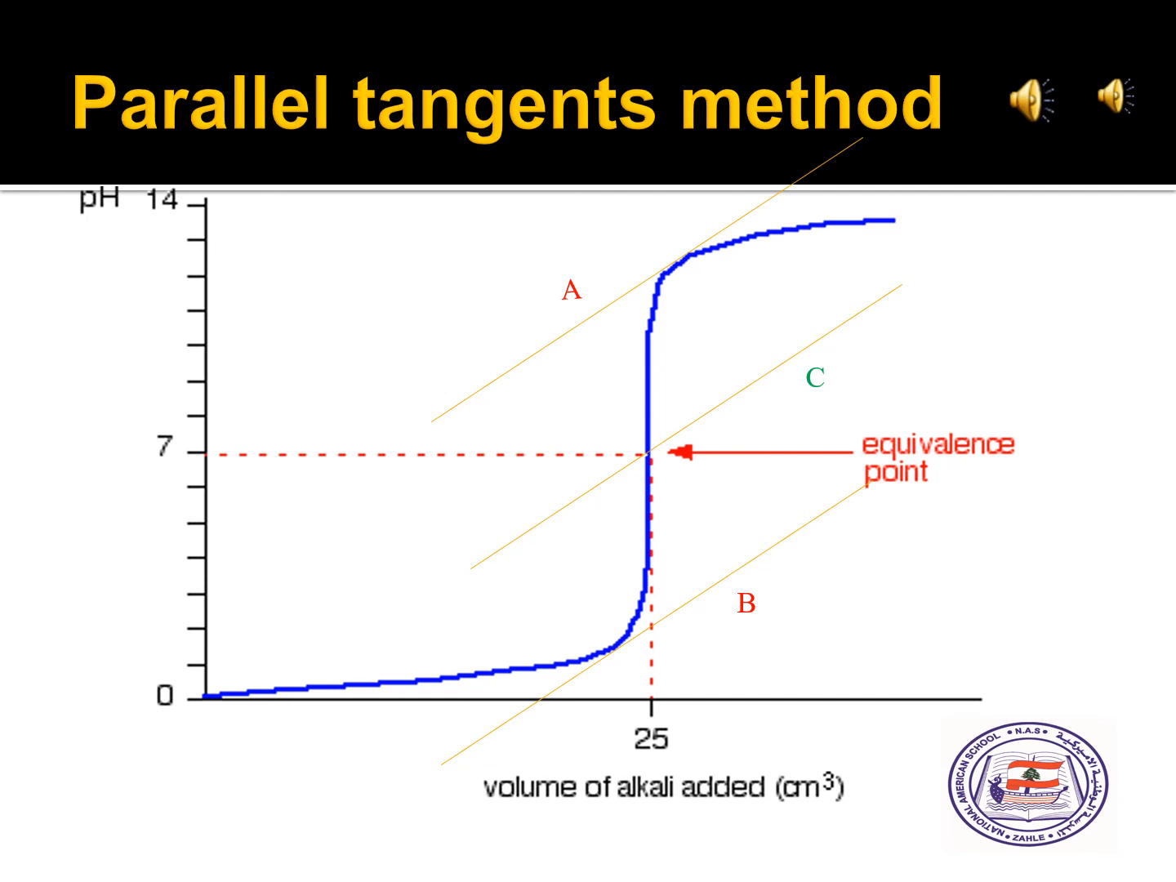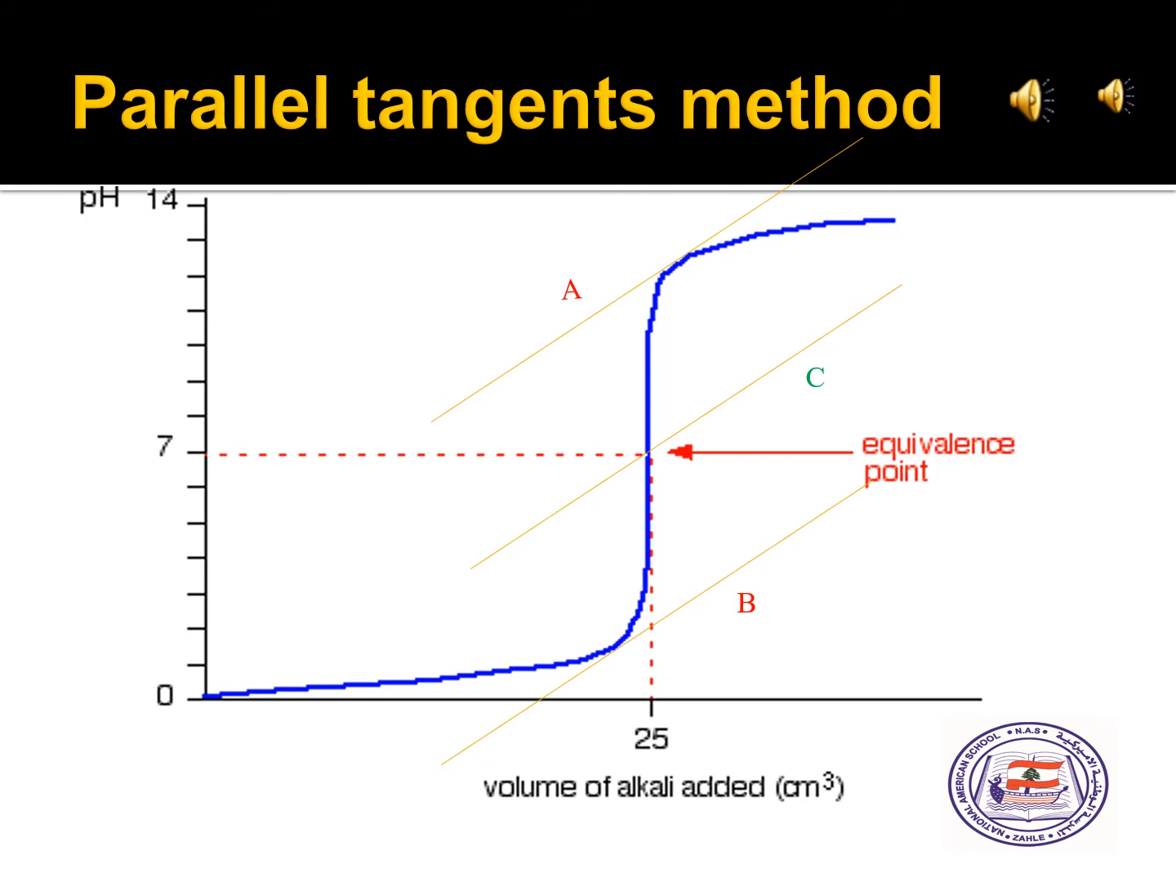What is meant by equidistant parallel? Equidistant parallel means that the distance between A and C equals the distance between C and B. Now, the point at which the equidistant parallel to A and B touches the curve is the point that we call the equivalence point. In this case, as you can see on the graph, the pHe, which is the ordinate value, equals 7, and the 25 is simply the volume of the base added to reach equivalence.